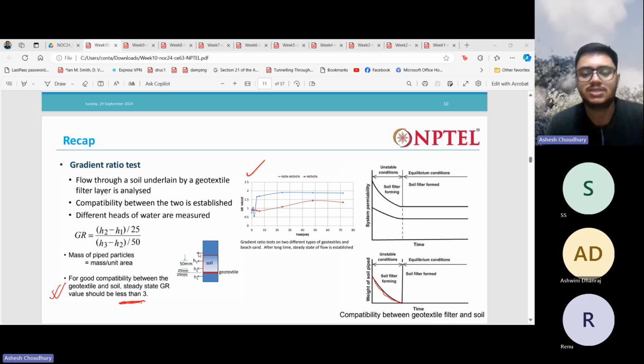Then you have the gradient ratio test. What does this gradient ratio test do? The gradient ratio test establishes the compatibility between the soil that you are using and the filter material, the geosynthetic geotextile that you are going to use. It ensures that there is a compatibility between them. That you have to ensure by doing a gradient ratio test.